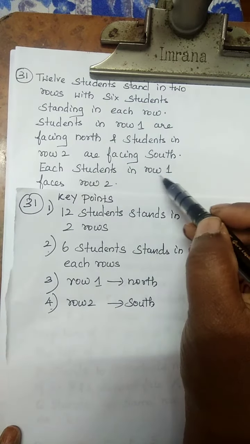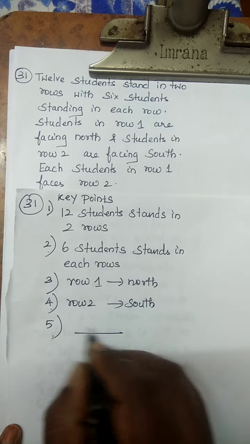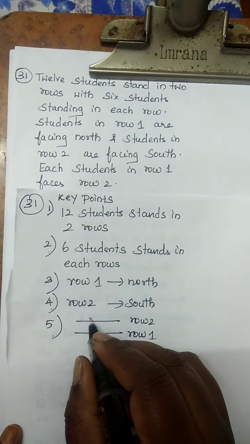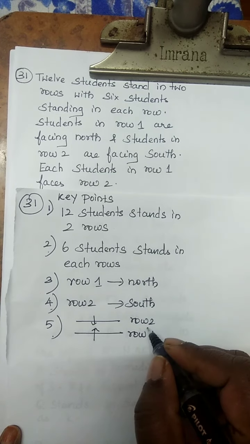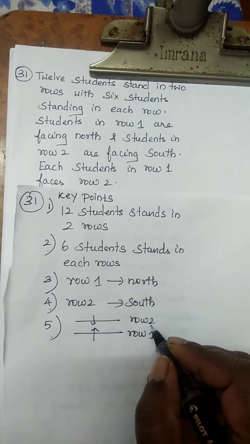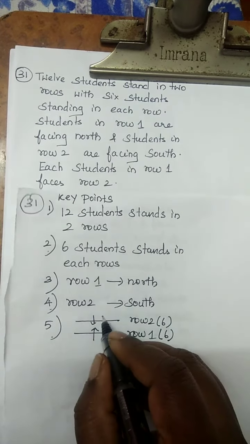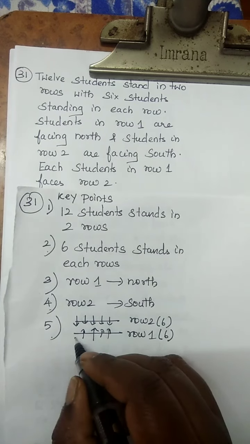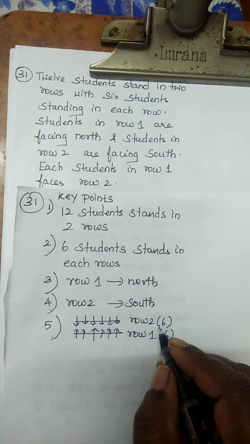Each student in row 1 faces row 2. So each student in row 2 faces row 1. Here 6 students, here 6 students. Each 6 students face each other, row 1 to row 2. These are the key points from the first para.